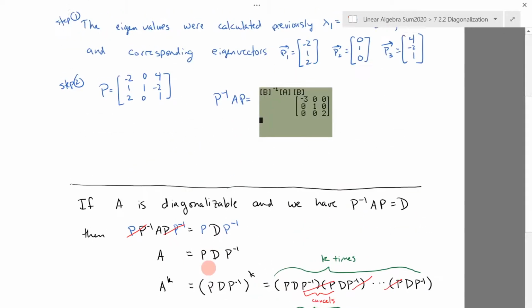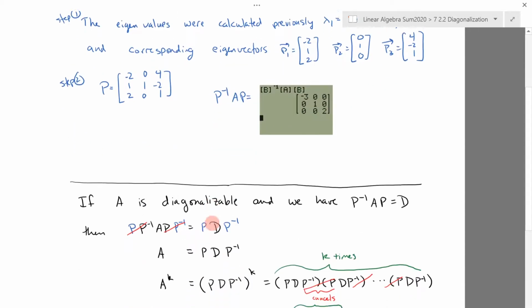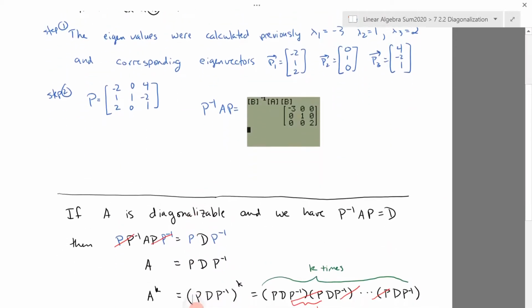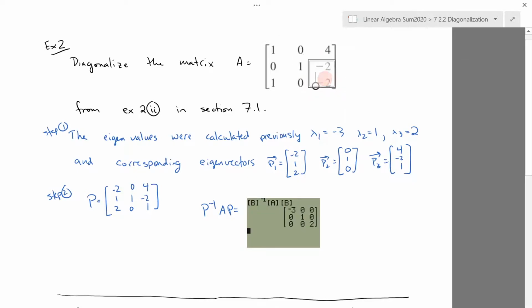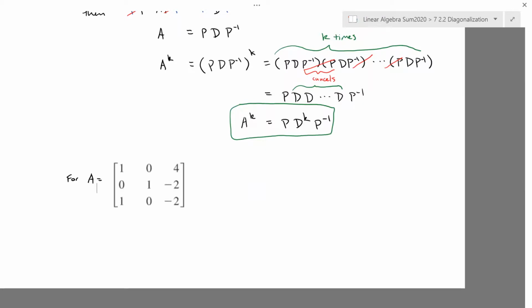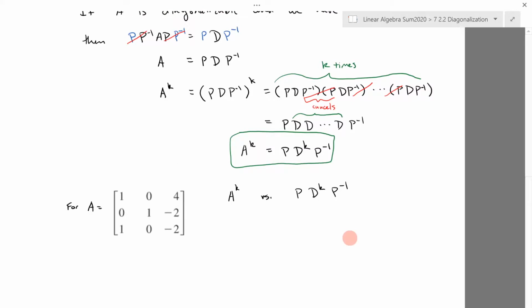So for example, let's take the previous matrix A. A is this matrix here. So let me just copy this. For this matrix A, I want to compare A to the k versus P times D to the k, P inverse.